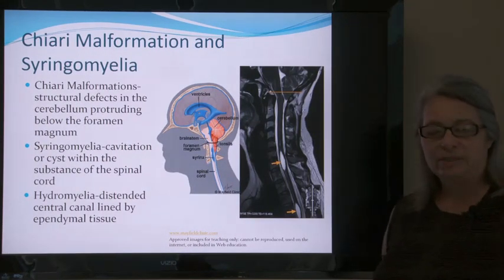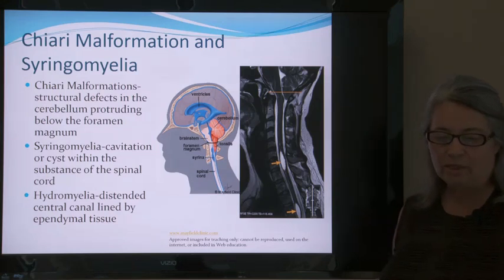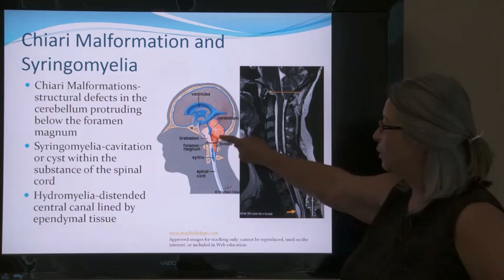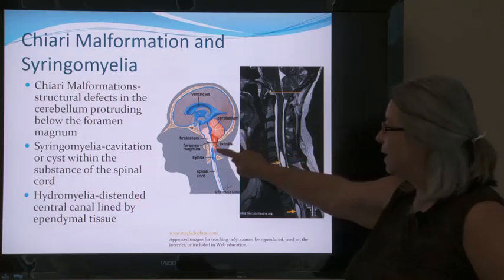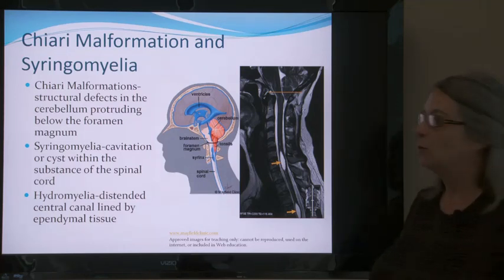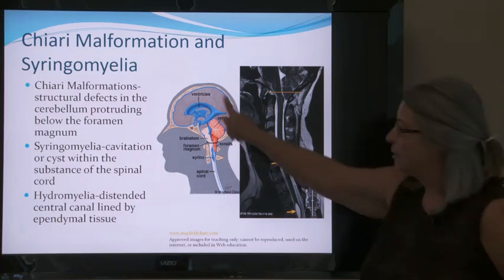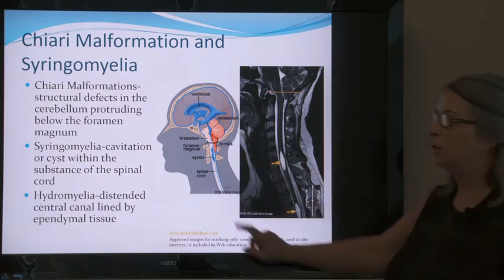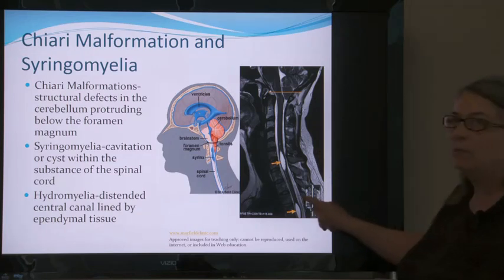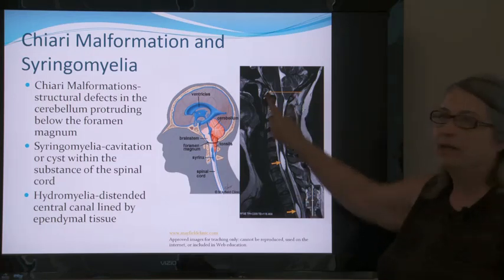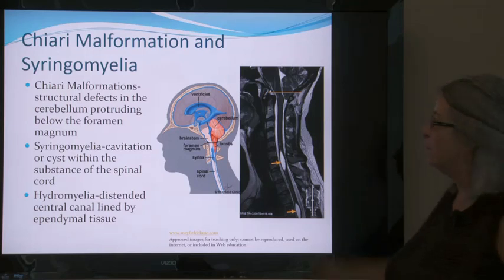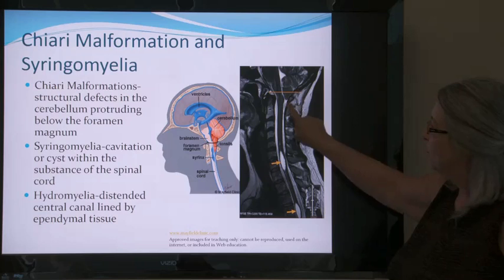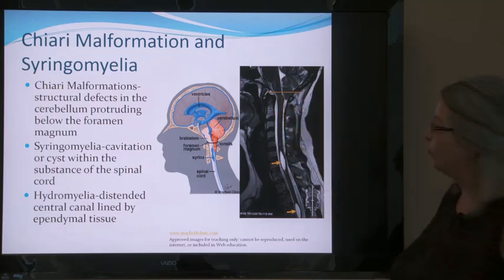And to briefly discuss this abnormality, Chiari malformation is the structural defect of the cerebellar tonsils herniating through the foramen magnum down into the upper part of the spinal cord. This is just a cartoon drawing of this, and this is an actual MRI of one of our patients. The yellow line here denotes the opening of the foramen magnum. You can see the cerebellar tonsils here, herniating or protruding down through the foramen magnum.